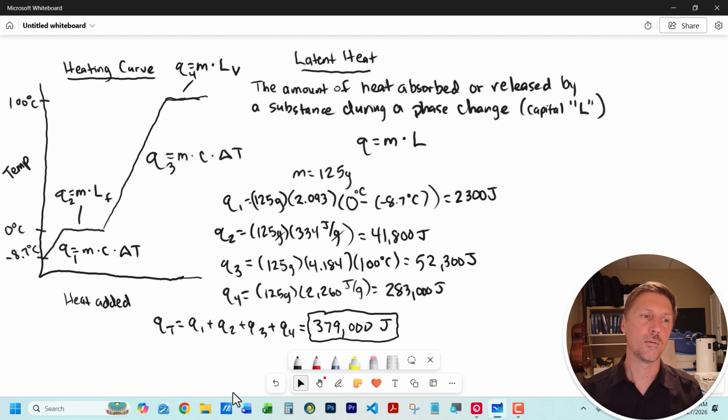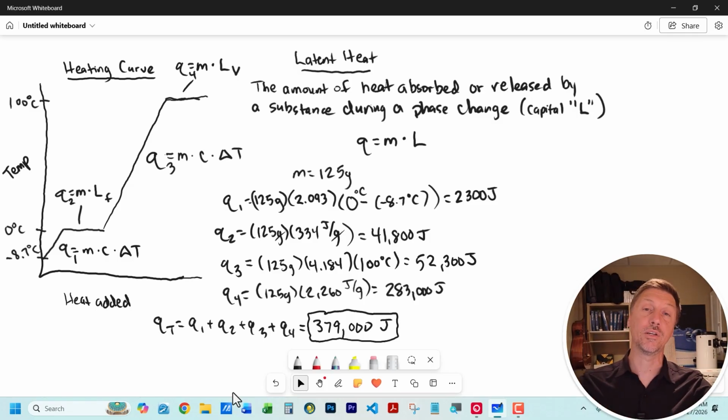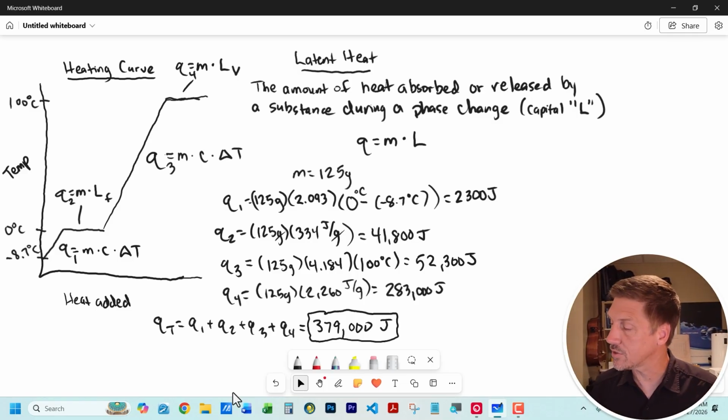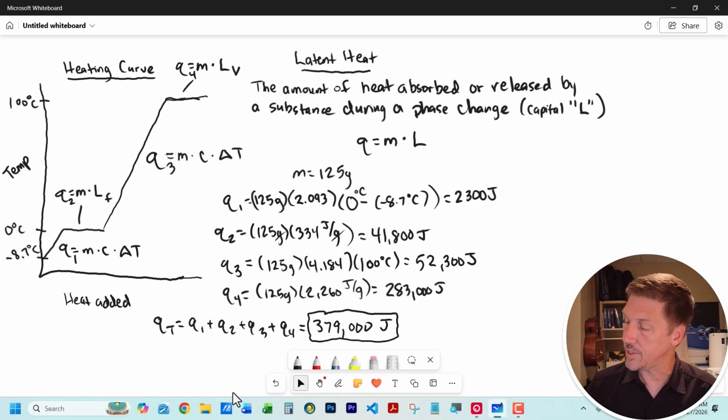And so that again is kind of counterintuitive, but it has to release energy in order to freeze. And so when it gives that energy off, it actually heats up the environment around it. So that's pretty cool. When water freezes, it actually heats up its surroundings. All right, so 379,000 joules would be the final answer here.